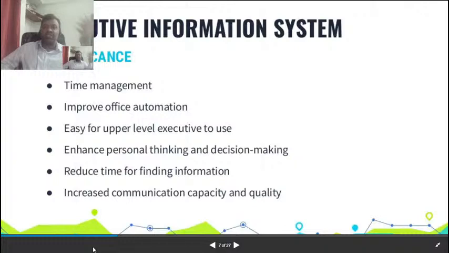Okay. Improve office automation. We have discussed already what automation is and how important it is for your business.